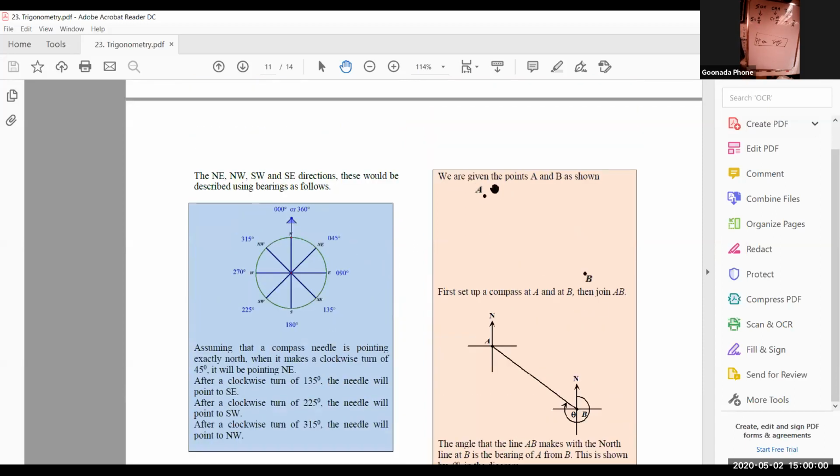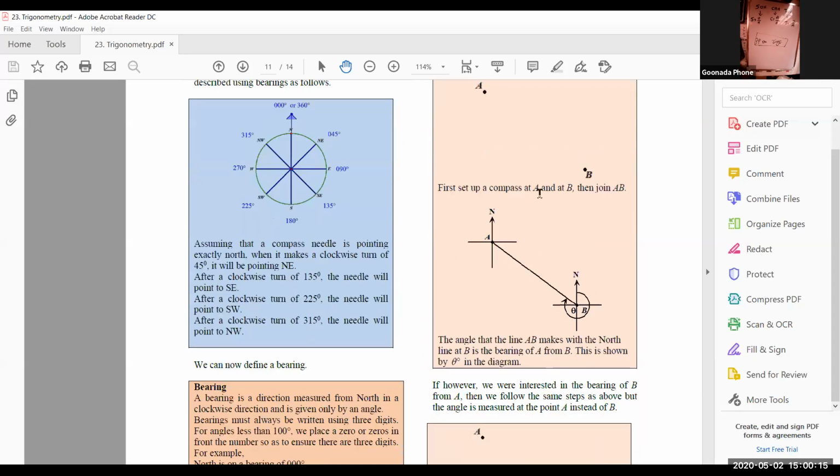So we have 2 points, A and we have B. So if you draw a compass here across for the cardinal points, right, we will be measuring from north, right? So first set up a compass at A and B, which is what we're doing here. Then we join A to B. So from the north line, we're measuring till this line here. Okay? So 90 plus 90 plus 90 is 270, and 270 plus 45 is 315 degrees, right?